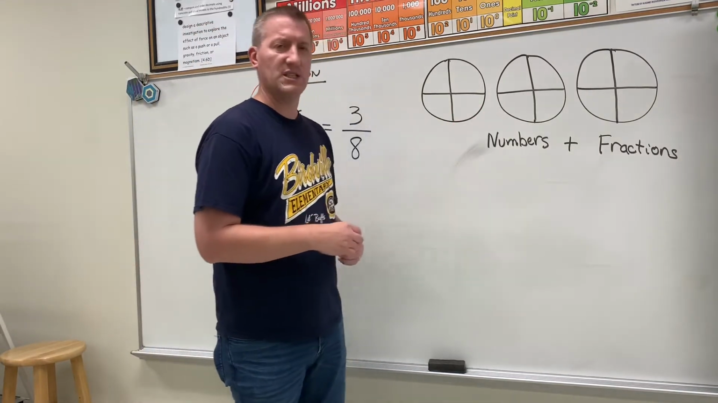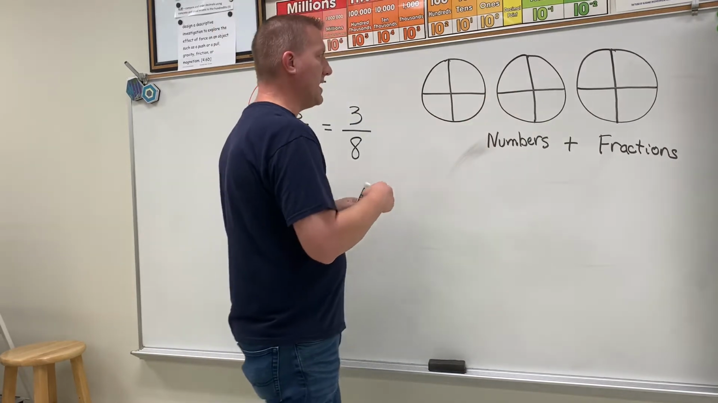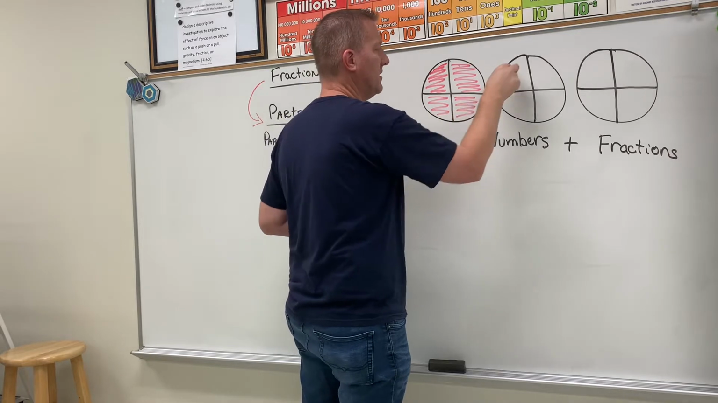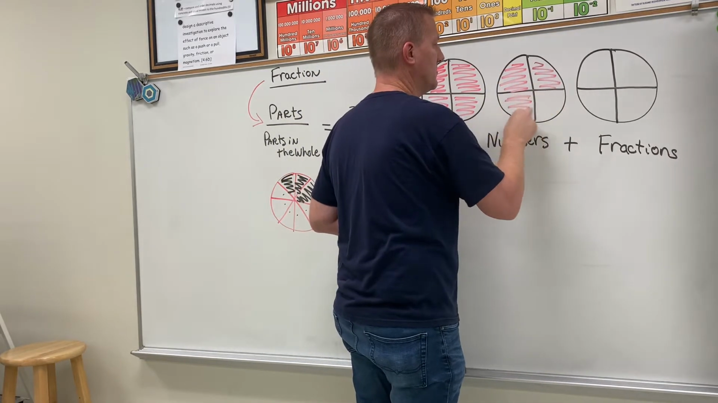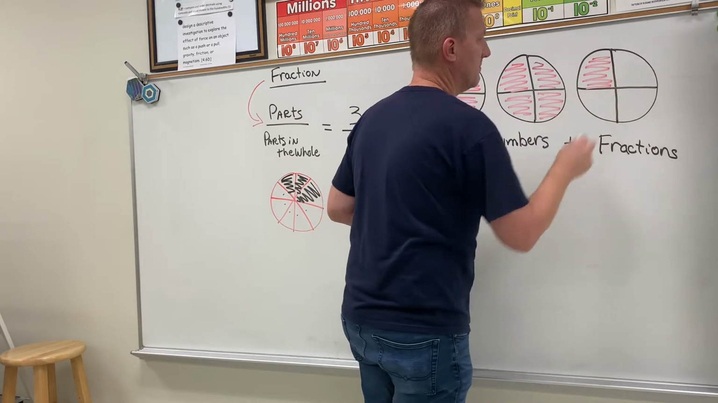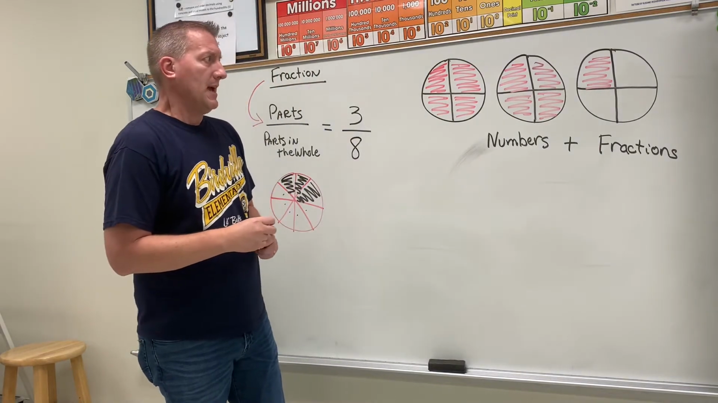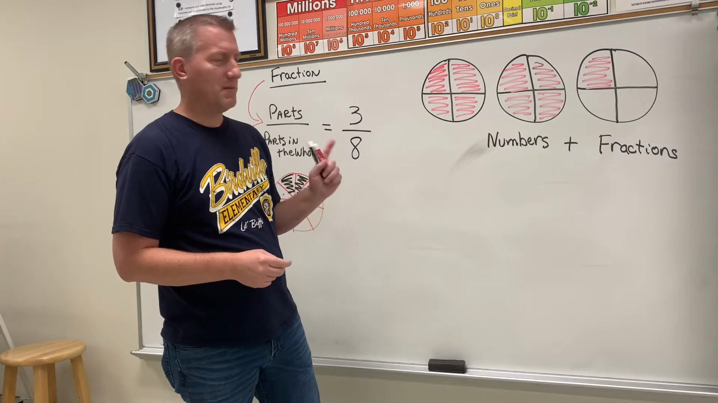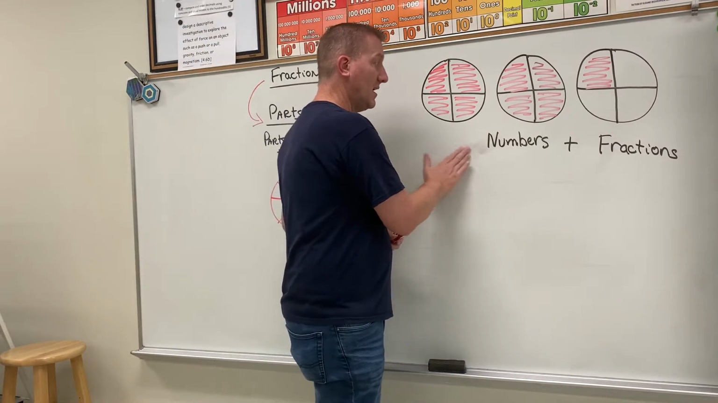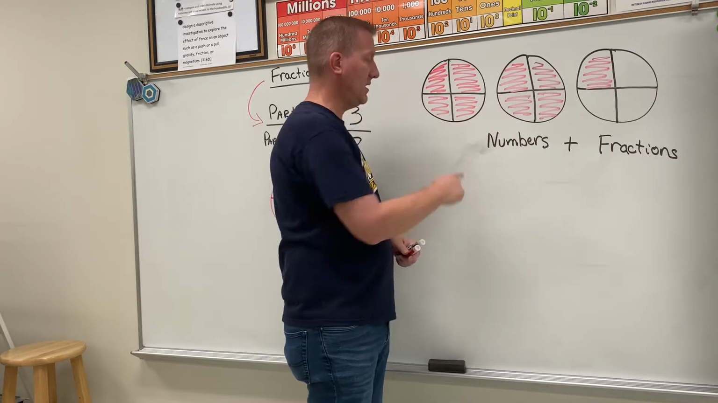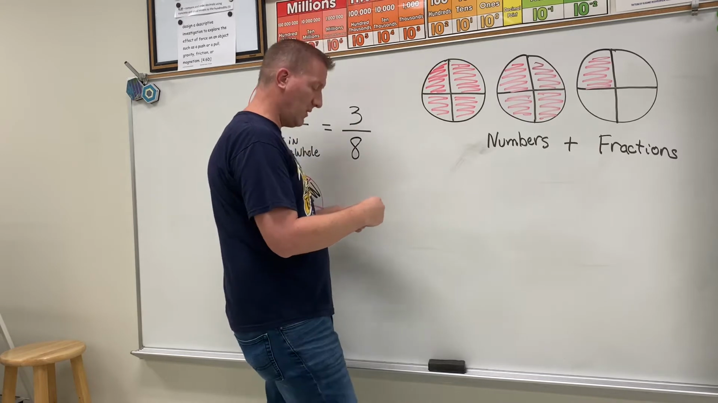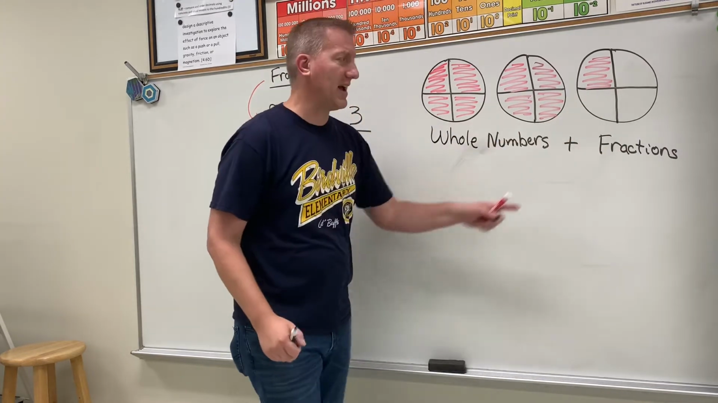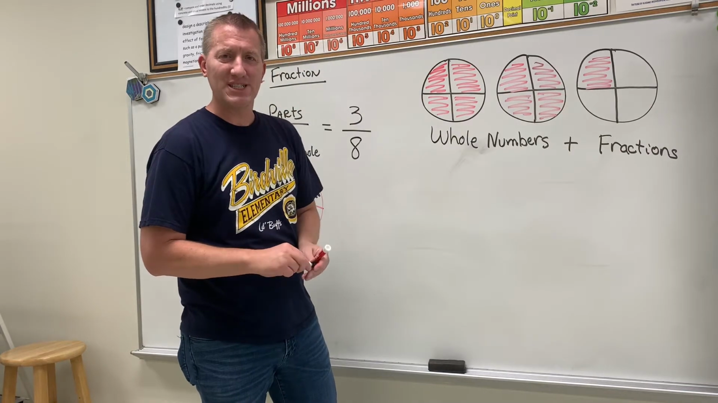So then we have this fraction over here. So let's look at this one. Now I'm gonna shade in some of the parts. So I'm gonna shade in this part, this part, this part, and this part, this part, this part, this part, this part, and this part. Okay. Now, some of you might notice that we don't have a fraction here anymore, do we? Because we have 2 wholes, don't we? We have 1, 2 wholes. So we have whole numbers and a fraction all together.